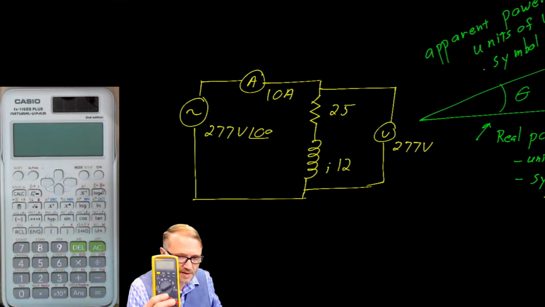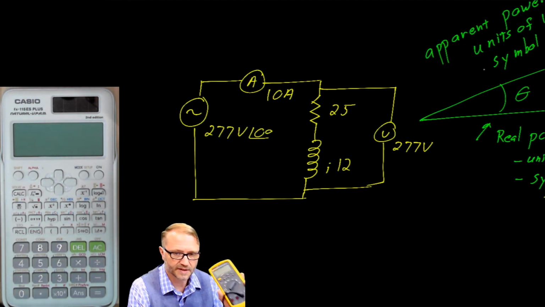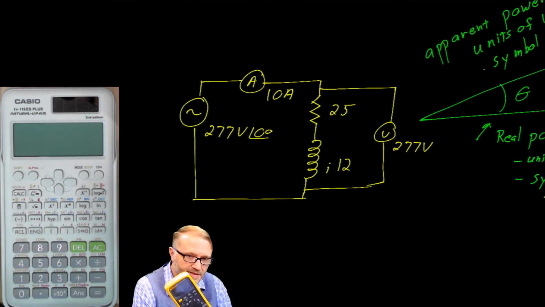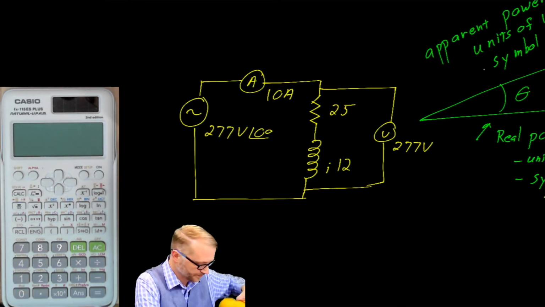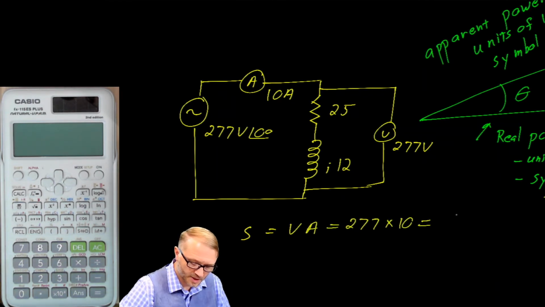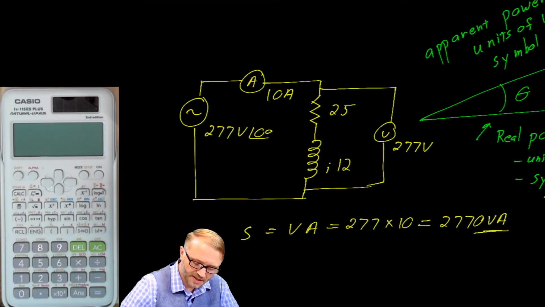If I was to use this meter and I measured the voltage, the meter would read 277 volts. If I were to reconfigure the meter by moving the probes around and measure the current, it would read 10 amps. Again, that's an RMS voltage and an RMS current. If you multiplied those together, you would say S is equal to volts times amps, which is 277 by 10, which gives us an apparent power of 2,770 VA.